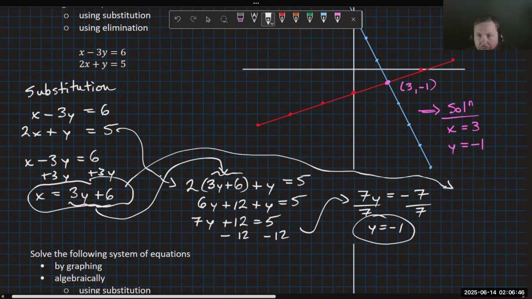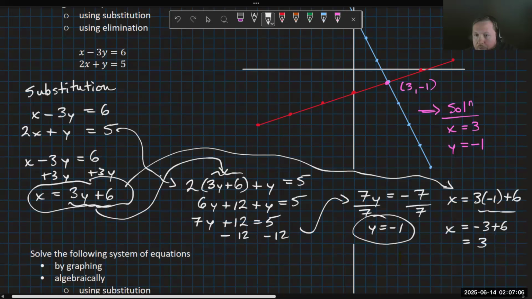So now I have x is equal to 3 times negative 1 plus 6. What I've done now is I've substituted the solution that I found for y. And now the very last thing here is just an arithmetic problem. So I have x is equal to negative 3 plus 6. So x is equal to 3. Okay, so there's my solution using substitution.